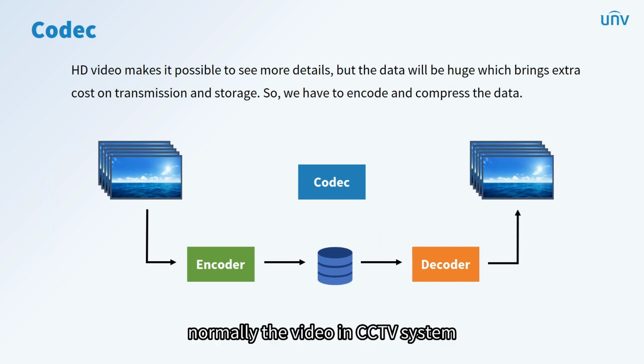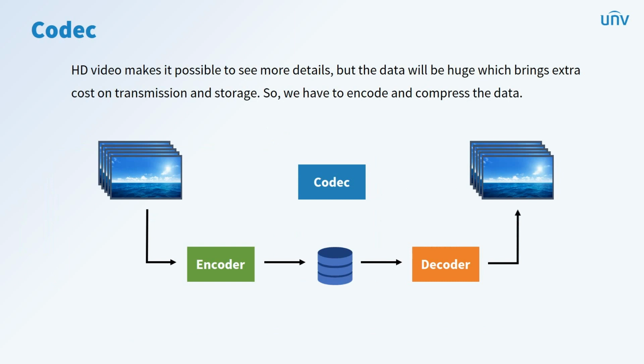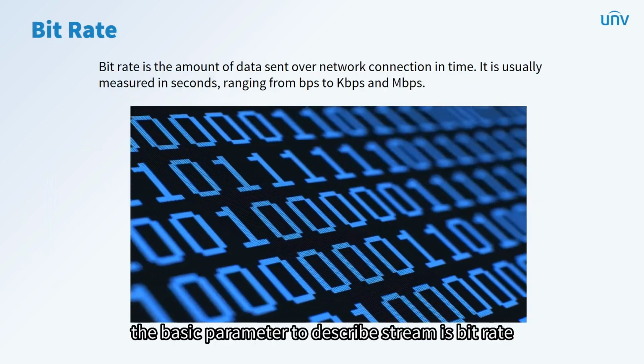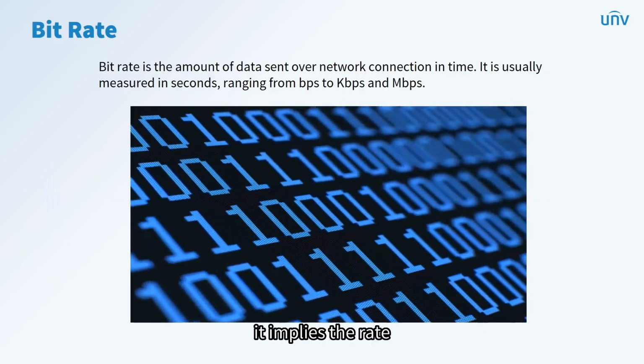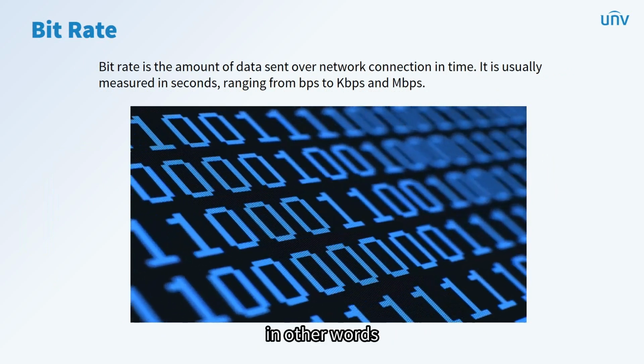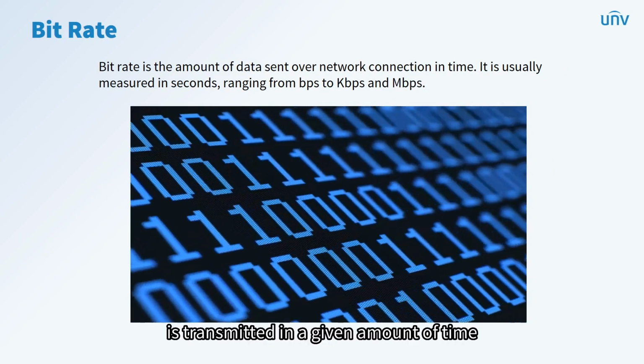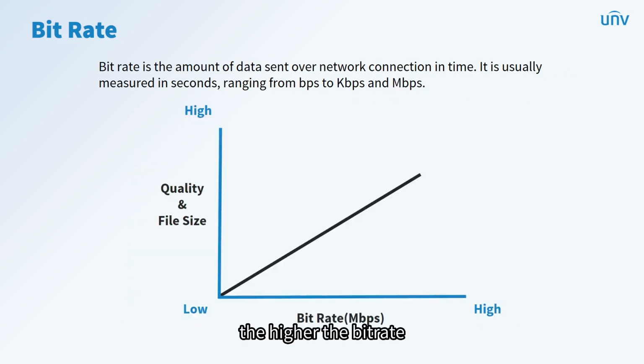Normally, the video in CCTV system will be compressed before transmission. The video after compression is called video stream. The basic parameter to describe stream is bit rate. It implies the rate at which bits are transferred from one location to another. In other words, it measures how much data is transmitted in a given amount of time. The higher the bit rate, the higher the quality of video. On the alternative side, the larger the file size of video.